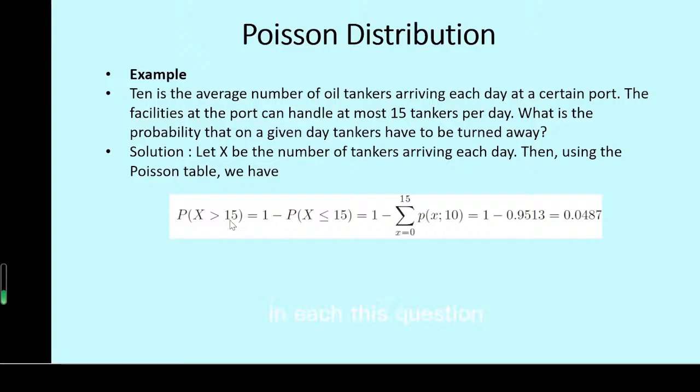In this question, it is the probability of x larger than 15, right? Which means this is 1 minus the probability of x less than or equal to 15. So this actually is 1 minus the cumulative probability of the Poisson distribution with mean equals 10, right? So the answer is 0.0487. So you can see this probability is quite low. It's a very low chance, about 1 in 20 chance that on a given day tankers have to be turned away.